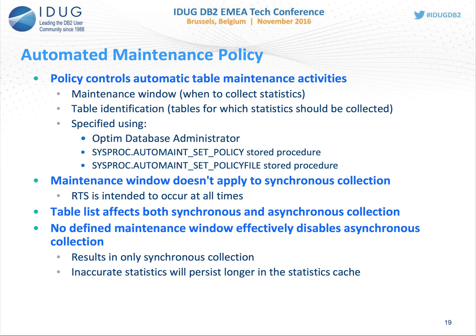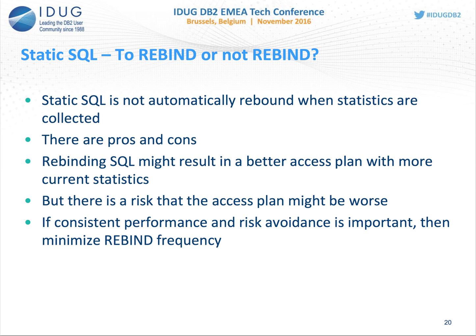And then a quick comment on static SQL. So we talked about we have auto runstats. Obviously dynamic SQL will immediately pick up the new stats when it's prepared, because the stats are in the stats cache and in the catalogs. Static SQL will not be automatically rebound after runstats. So if you want the access plans within the static SQL to reflect the new stats, you'd have to do a rebind. And so you get the question as well, should you always do a rebind after you do runstats? And this is one of those it depends answers.